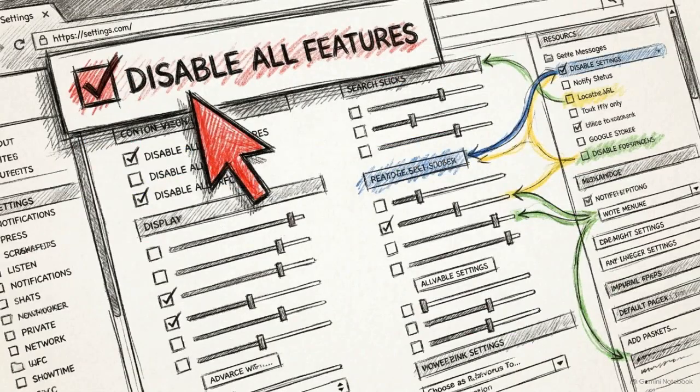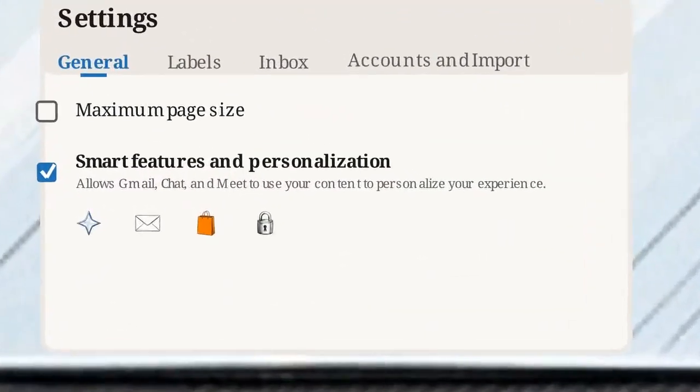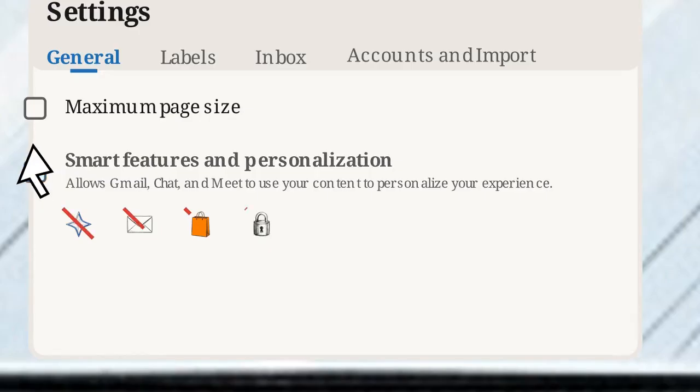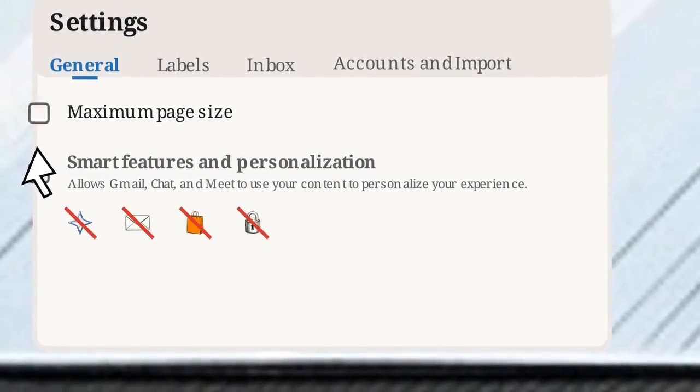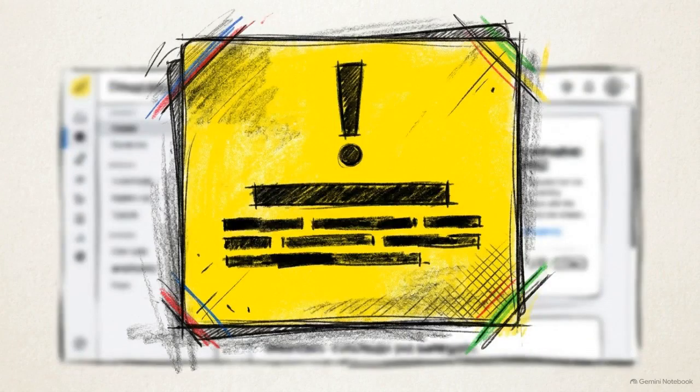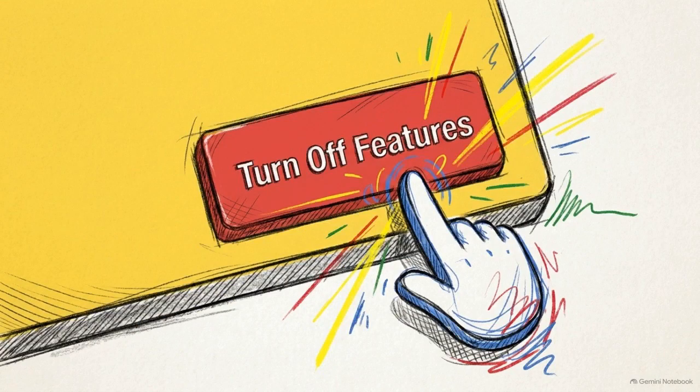For those who want to stop all AI content processing on principle, you'll need the full opt-out method. This is a two-step process. In that same General Settings tab, find the checkbox for Smart Features and Personalization and uncheck it. Google will immediately show you a warning prompt. It will list the features you're about to lose, like inbox categorization. To proceed, you'll need to click through and accept those losses.